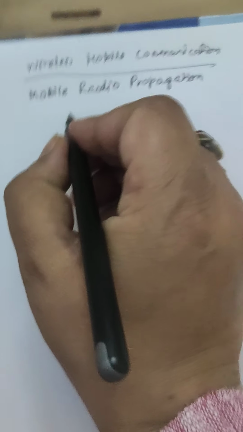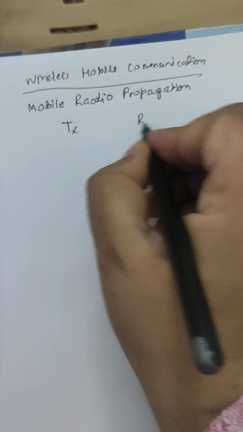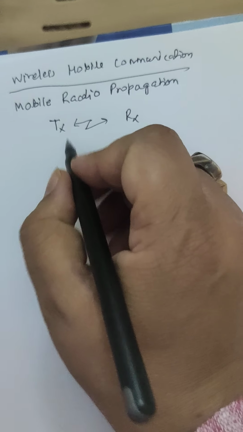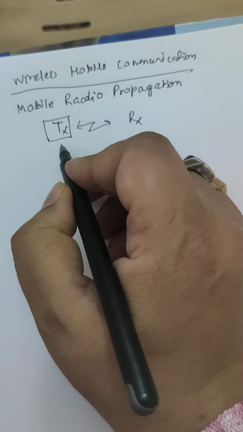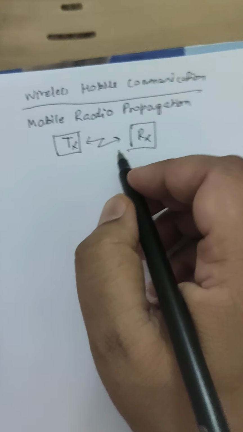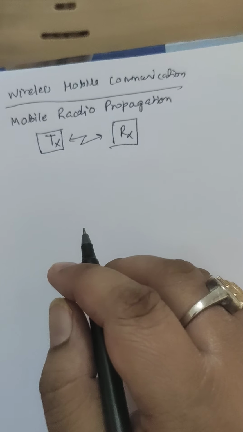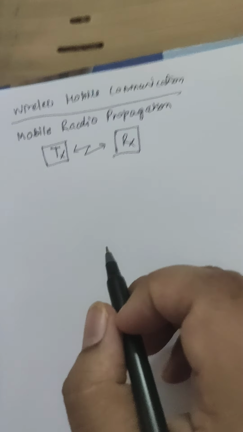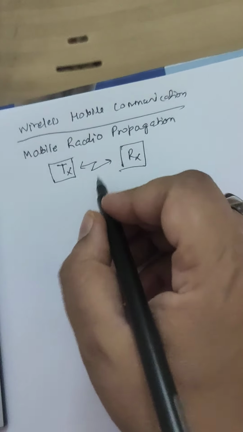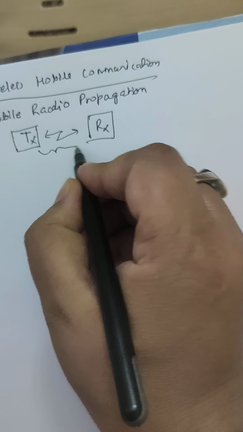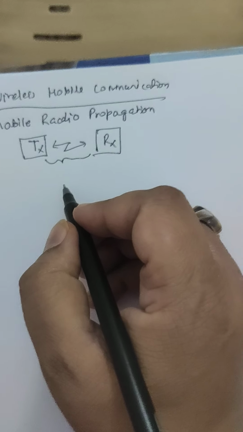We already know that there are two ends which are connected by a free space, or you can say in open space. The one end which transmits the signal is the transmitter, and the other end which receives the signal is the receiver. In this topic, mobile radio propagation has an effect on the performance of the receiver.